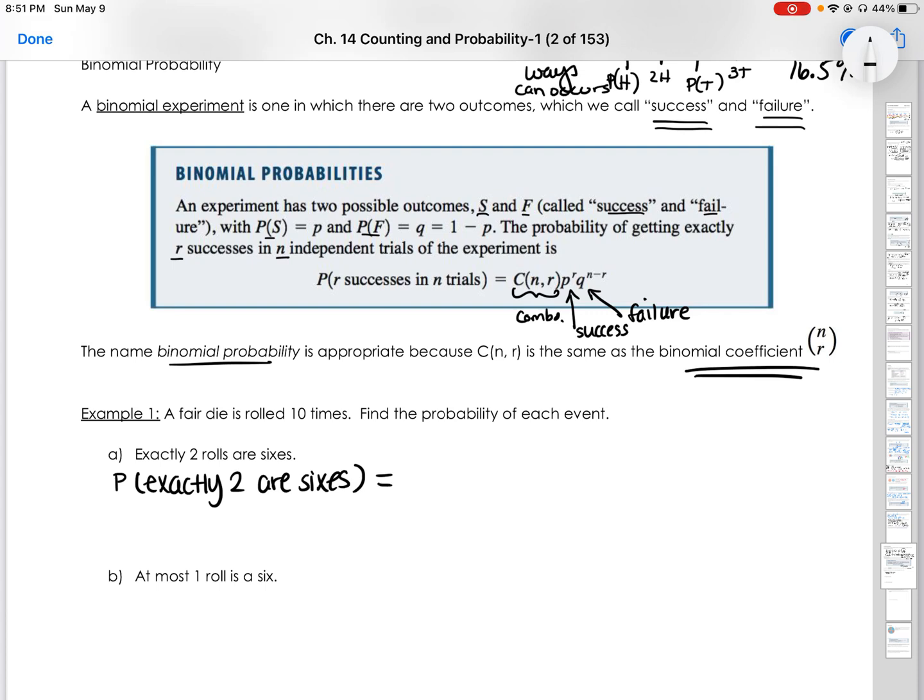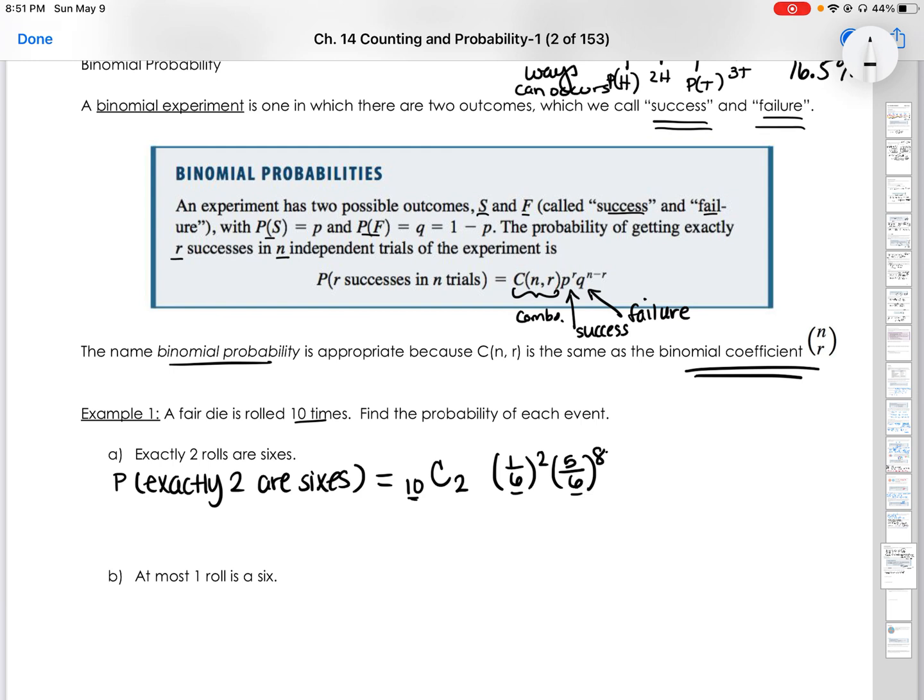So we are going to have 10, right? There's 10 times that we are doing this. We are choosing 2, 10 choose 2, and 2 of those times we want to get 6. Well, the probability of getting 6 is 1 over 6, and we want 2 of those. That means the rest of the time we have a probability of 5 out of 6, and we want 8. 2 and 8 have to add to this 10. And 1/6 and 5/6 have to add to 1.